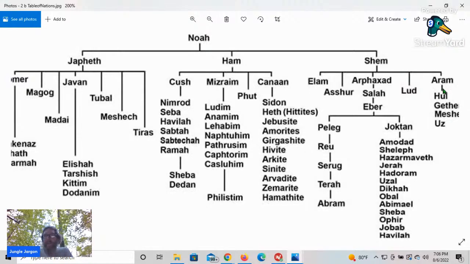Because here we have Aram and Lud are last, but on that genetic chart, they were first. Aram and Lud were first, then Elam and Asher, and then Arphaxad was last. I said, no, it's all backwards. Arphaxad is first, then Elam, then Asher, then Lud and Aram. That's the way human genetics shows it to be.